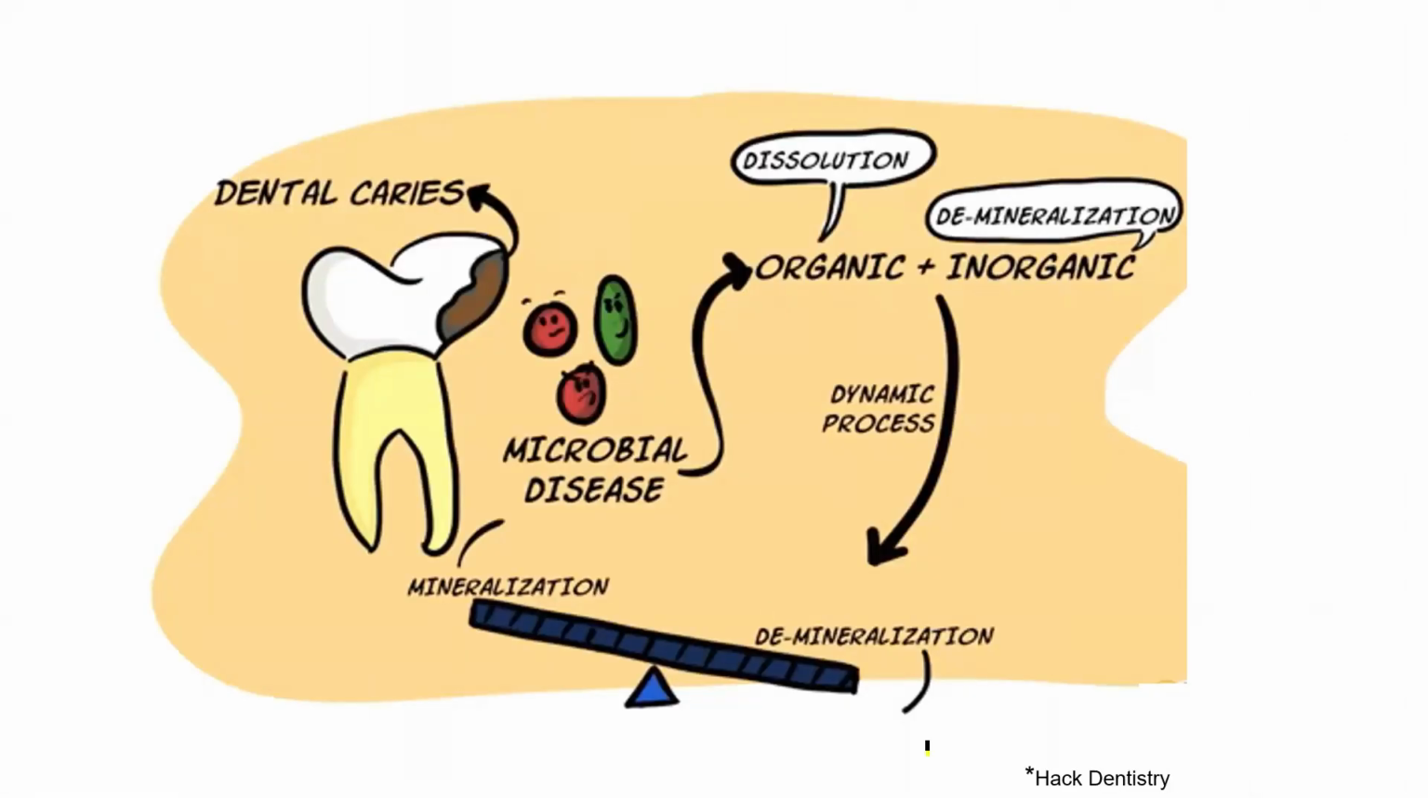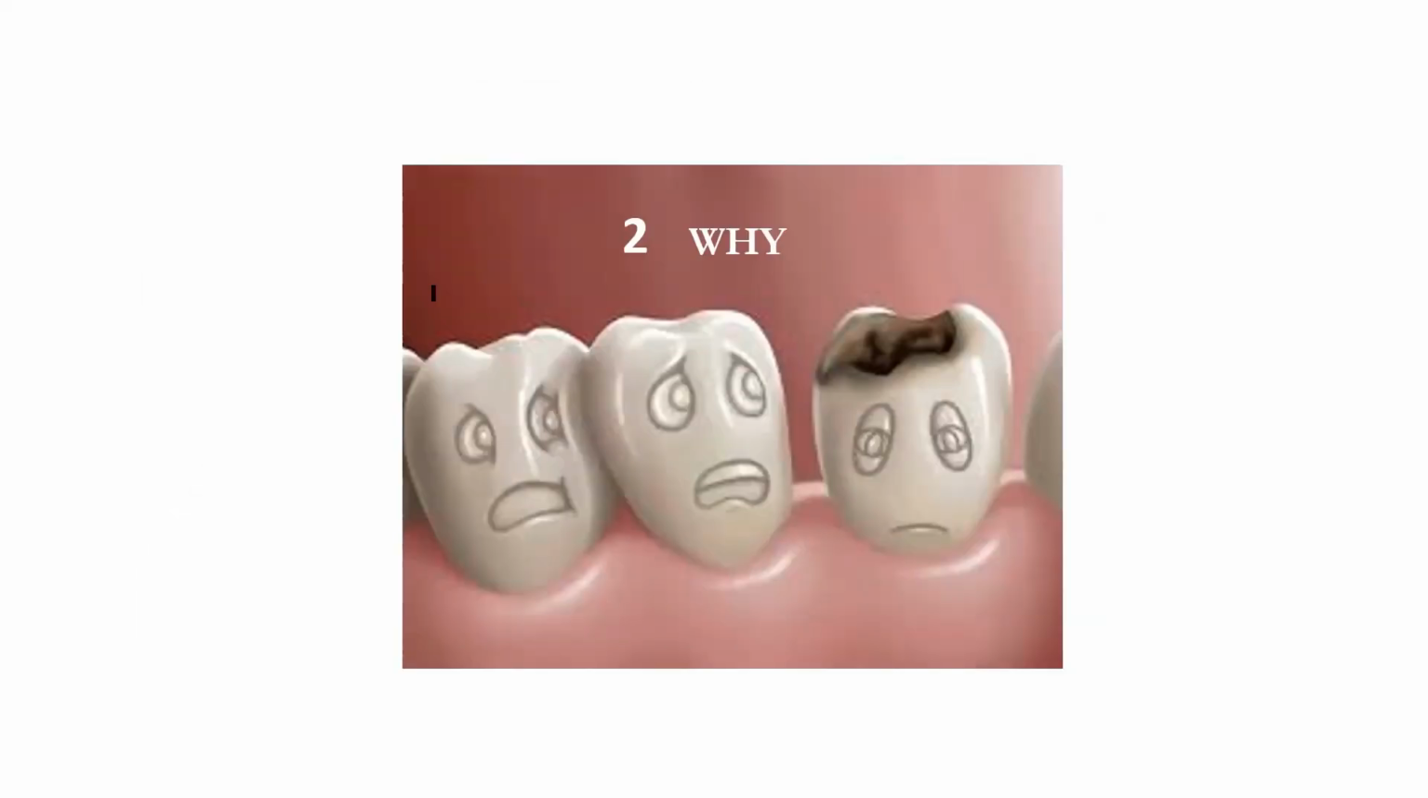So like everything else, whenever there is an attack, the body tries to defend itself, right? So whenever the microbes are attacking the tooth, the same thing happens. The body tries to kind of mineralize some part of the tooth which has undergone demineralization, but eventually there is a tip in the balance and the demineralization overtakes, and that is followed by the dissolution of the organic substance, eventually resulting in caries.